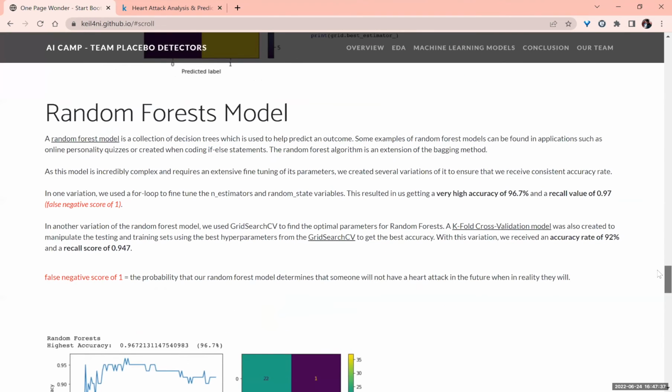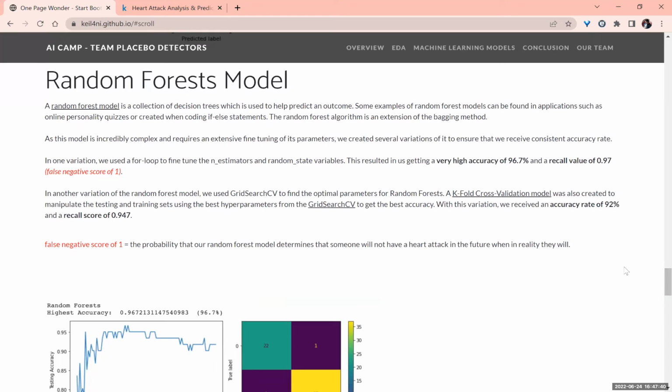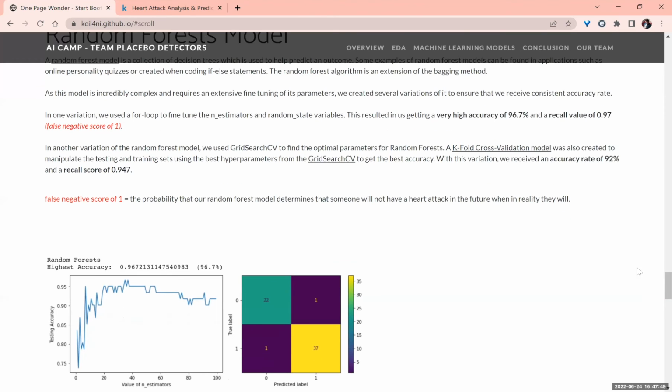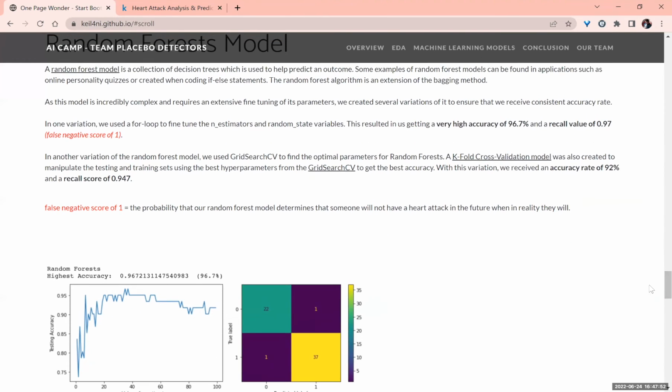Okay, so we made a random forest model to measure how accurate it was when classifying whether a person will have a heart attack or not. In the images, the visual graph displays a for loop code that helps tune the hyperparameters of n estimators and random state variables. And we also created two models of cross-validation, called K-fold cross-validation and grid search cross-validation. The K-fold CV creates and tests training and testing models, while grid search finds the best parameters to use. And for each cross-validation model, we made confusion matrices to make sure our accuracies were consistent.